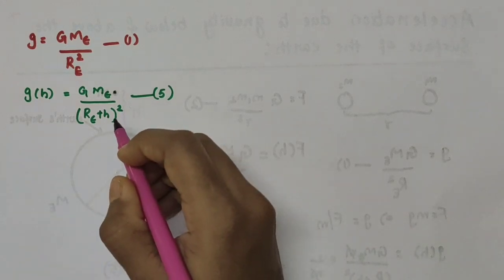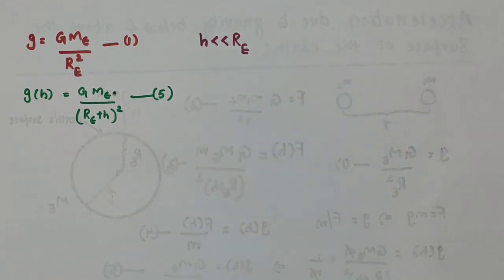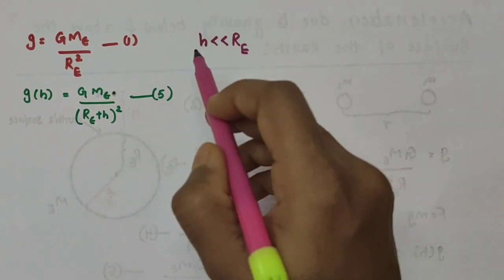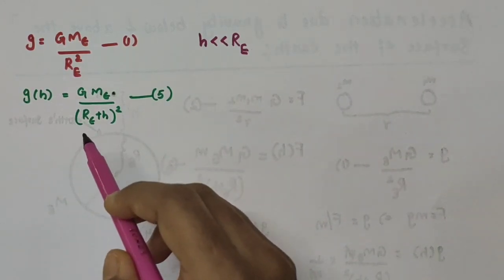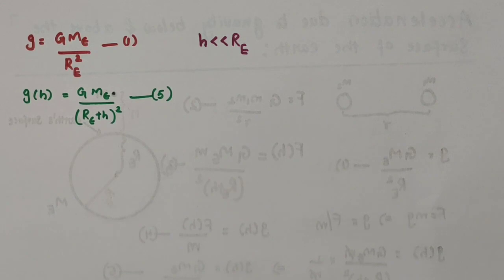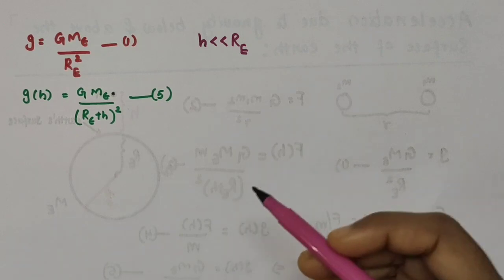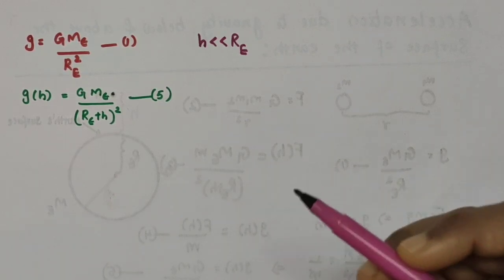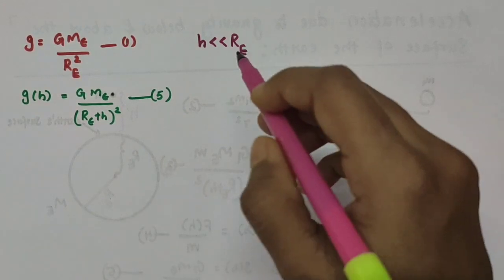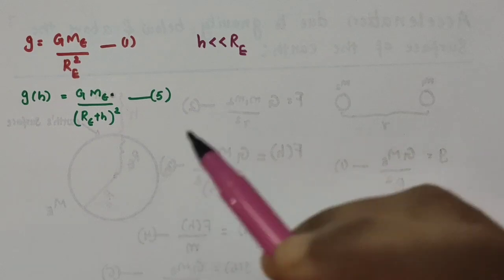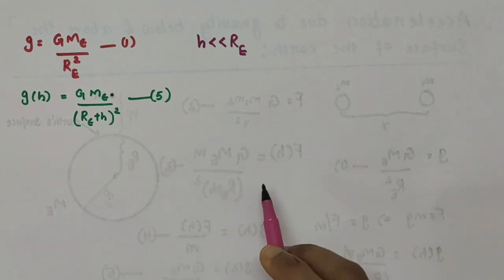Now, if this height h is very less than the radius of the earth Re, how does this equation 5 change? See, radius of the earth is about 6,400 kilometers, no? If we are considering that height h above the surface of the earth as 100 meters or 10 meters or 150 meters, that is very much less than the radius of the earth. So if that height is very much less than the radius of the earth, then how does this equation change?